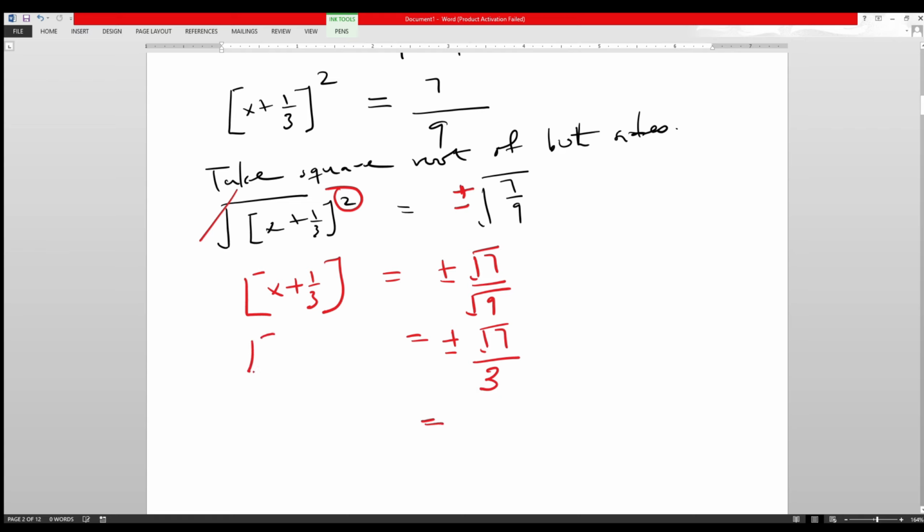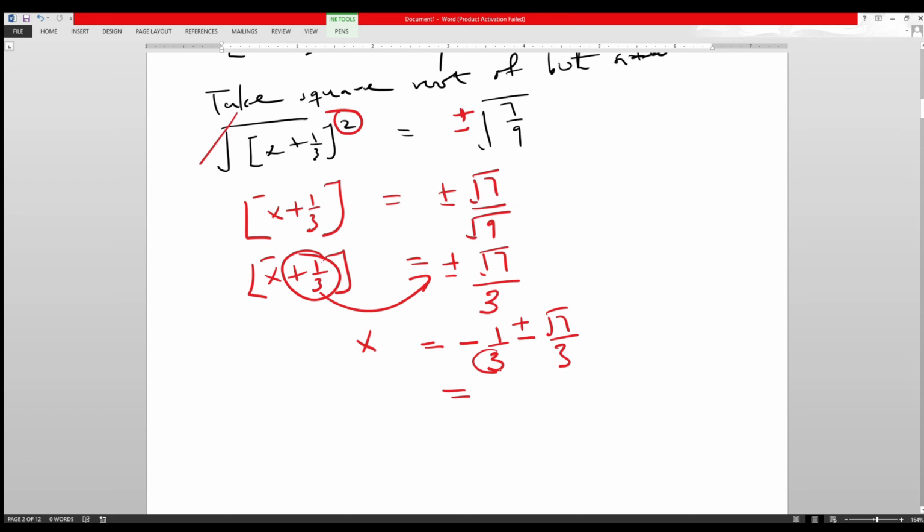So let me repeat the term on the left hand side. Now solving for x, I have positive 1 over 3 on the left hand side. When it moves to the other side of the equation, the sign is going to change. So it will be minus 1 over 3. And then I have my plus or minus root 7 over 3. Now the denominators are the same, so I have a common denominator. For the numerator, I just put everything together. So minus 1 plus or minus root 7, all over 3, is equal to x.